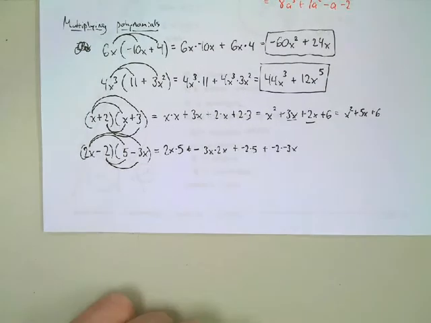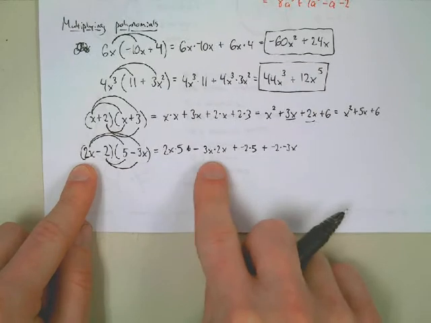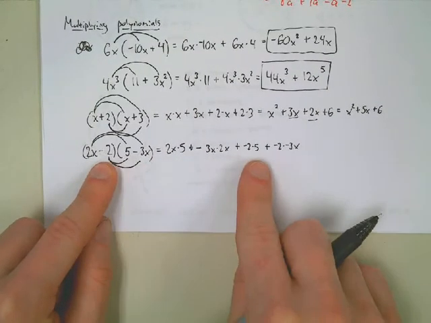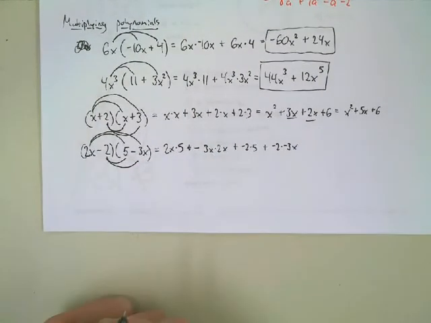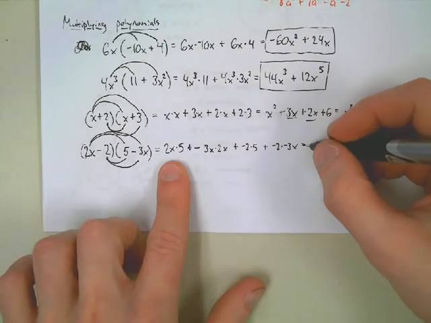And so that becomes 2x times 5 is 10x, minus 6x squared. 3 times 2 is 6, x times x is x squared, minus 10 plus 6x. Negative 2 times negative 3 is positive 6. Oops, sorry.